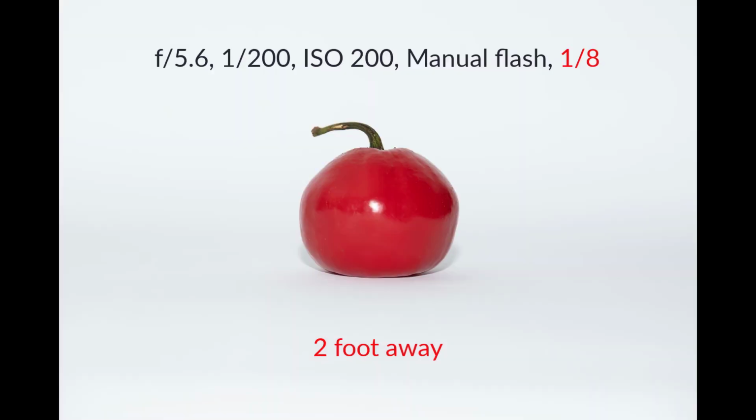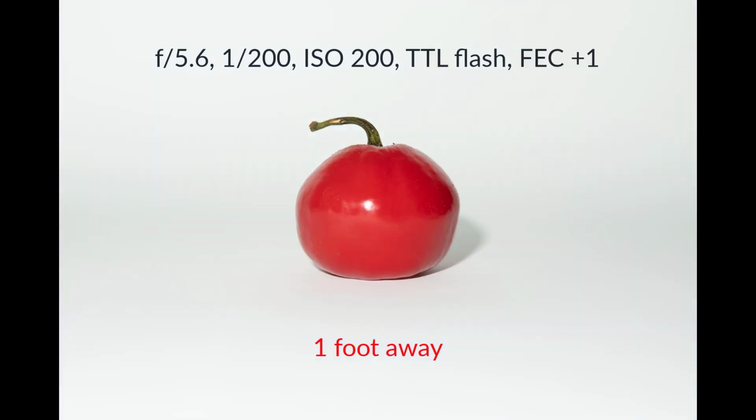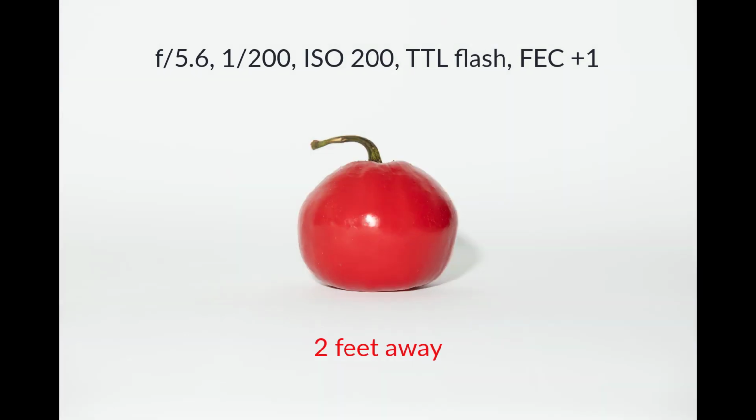How could I remedy that in manual flash? I'd have to know that I've just moved back twice the original distance and I need to add back in 2 stops of flash power, so I would set my flash to 1/8 power. TTL flash, on the other hand, I've set flash exposure compensation to +1, brighten it up, that's looking good at 1 foot away, and it's also looking good at 2 feet away, because again, the flash and the camera are going to make those calculations to keep the exposure the same.